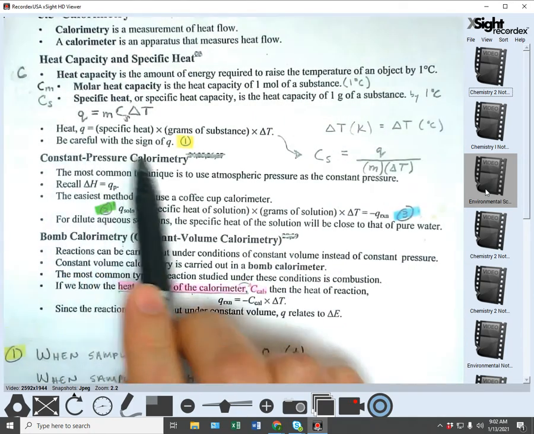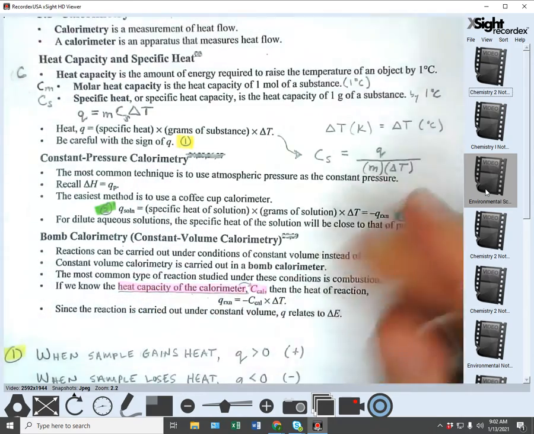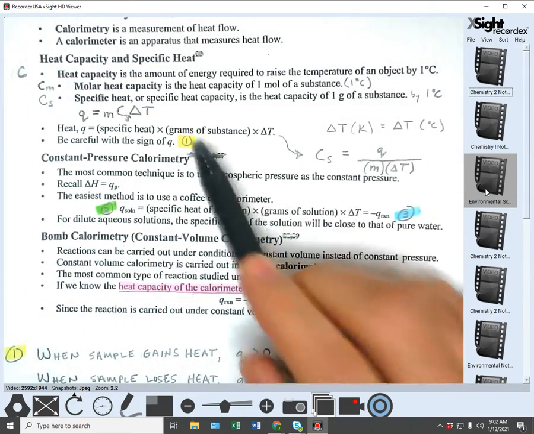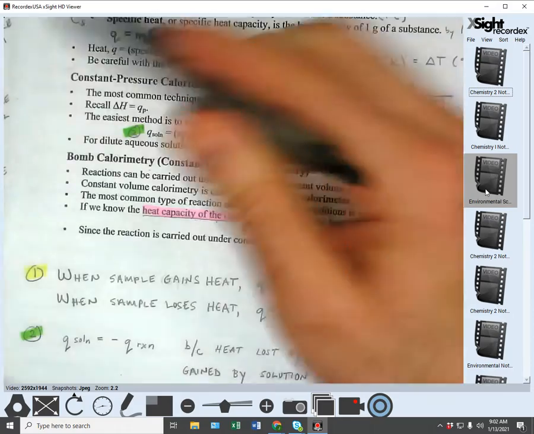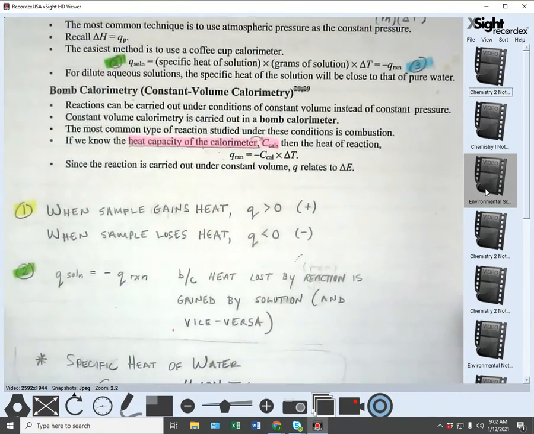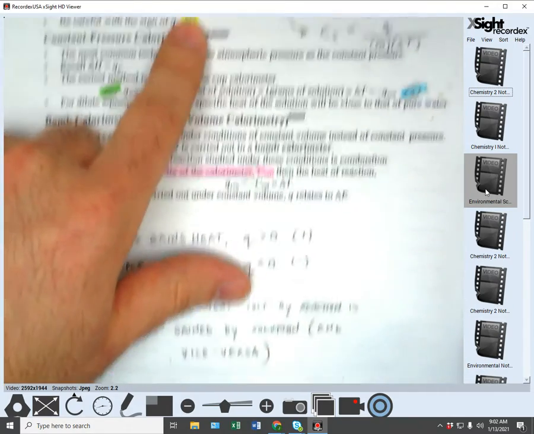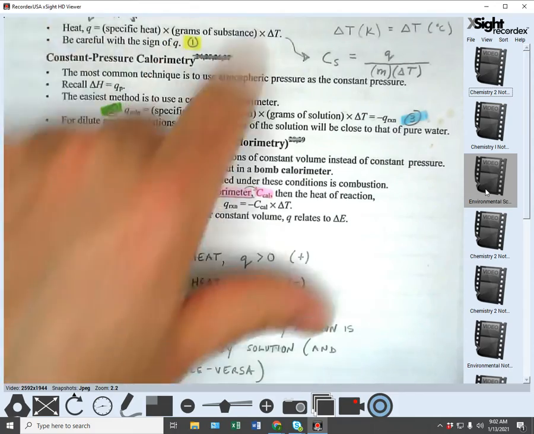Be careful with the sign of Q. Now, the reason I have a 1 here in yellow highlight is because I didn't have room to write stuff up here, so I went down here. So this goes with this part of the lecture up here.